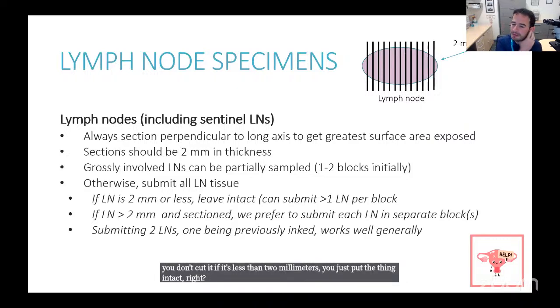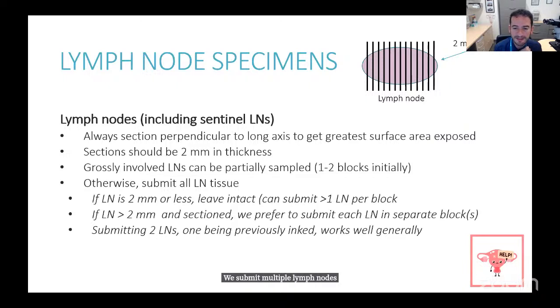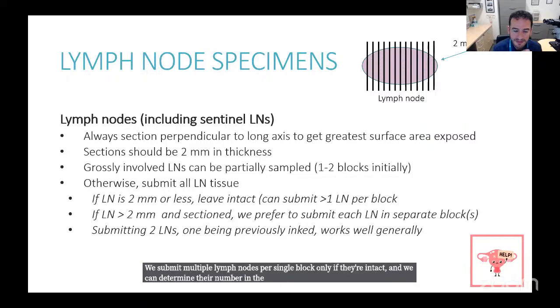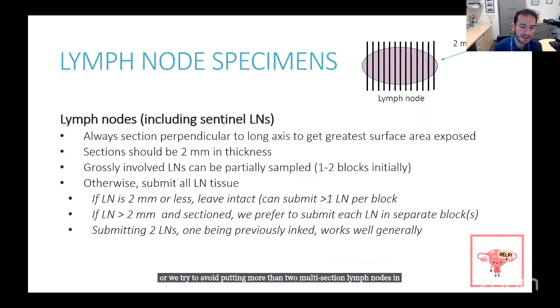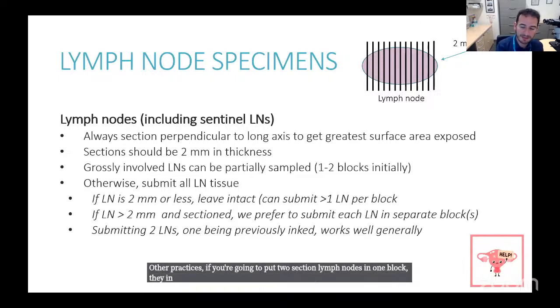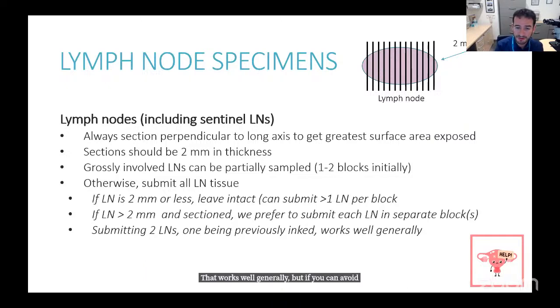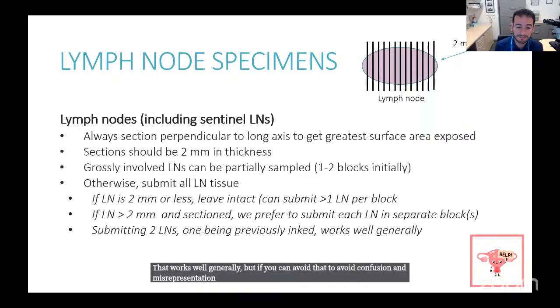We submit multiple lymph nodes per single block only if they're intact, and we can determine their number in the cassette key. If we section them, we try to keep 1 lymph node per block, or we try to avoid putting more than 2 multi-sectioned lymph nodes in every single block. Other practices ink one of them, if you're going to put 2 sectioned lymph nodes in one block, and then they put them there to know which section corresponds to which lymph node. That works well generally, but if you can avoid that to avoid confusion and misrepresentation of the lymph node counts, that will be better.